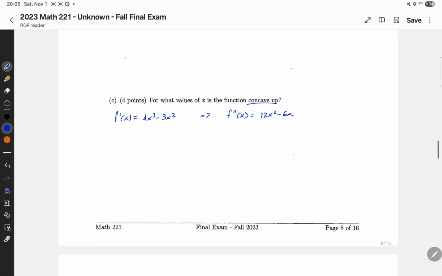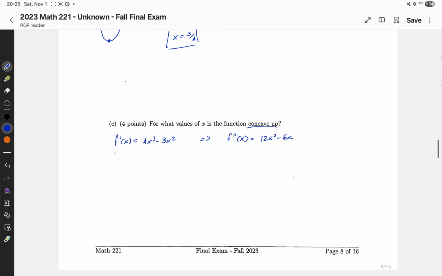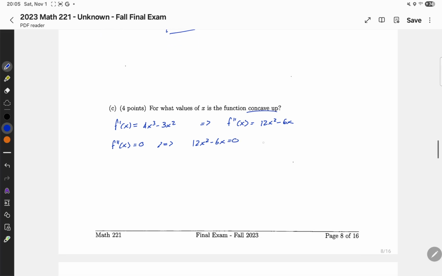And we're going to do the exact same kind of number line thing. We have that f double prime of x is equal to 0. This is equivalent to 12x squared minus 6x is equal to 0. And now we can factor this. We have 6x times 2x minus 1 is equal to 0. This is going to be equal to 0 when x is 0 or when x is 1/2, just like this.